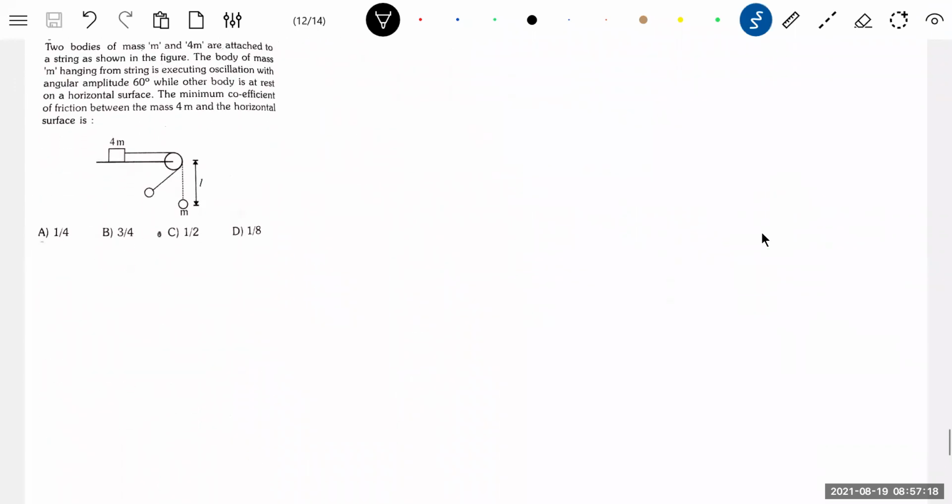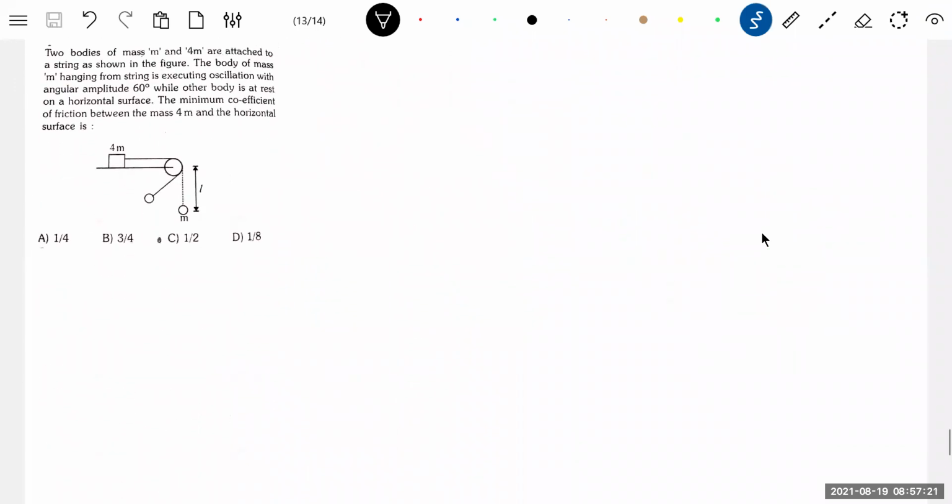One more last question, we'll wind up with this. A very beautiful question. It's there in the laws of motion chapter, that's why I didn't give it earlier. Now let's work it out here. It is going to oscillate. Find the minimum coefficient of friction between the mass m and the horizontal. You see that? There's a block. This will be at rest.